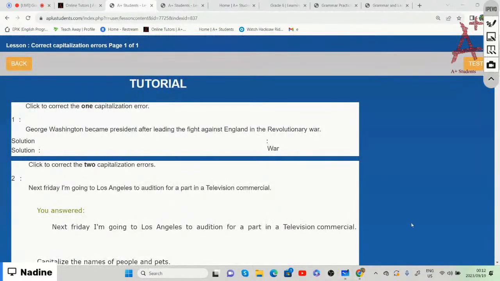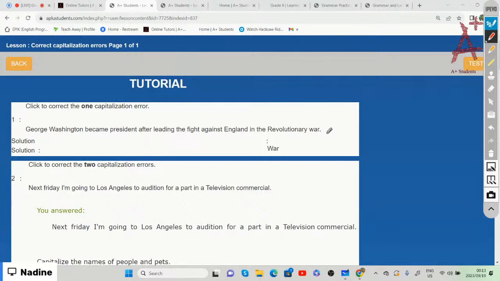All right, so now: George Washington became president after leading the fight against England in the Revolutionary War. So we need to select the correct capitalization within the sentence. And if we choose the correct one, we will choose war, because it is not just war, but it is Revolutionary War.